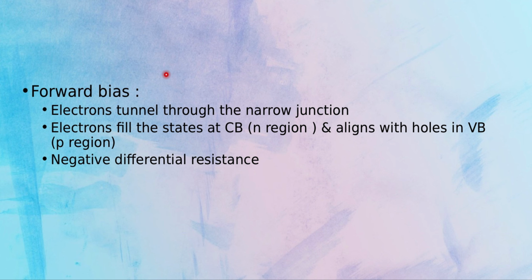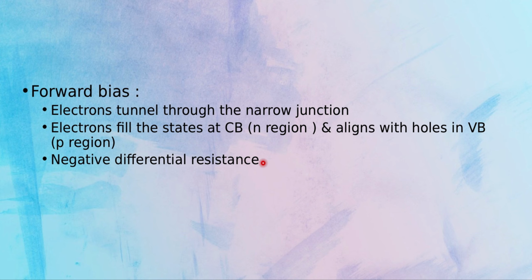Now what happens when we forward bias a tunnel diode? Because p and n junctions both are heavily doped, the depletion region is very small, and so the electrons try to tunnel through a very narrow junction. The electron fills the states of the conduction band in the n region and starts to align with the holes in the valence band of the p region. And it operates in negative differential resistance.